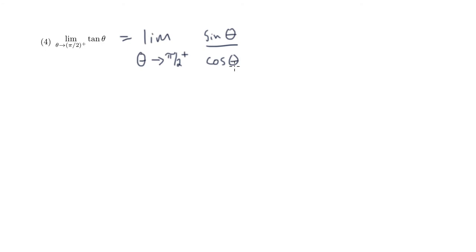Now let's use the limit laws. At least for the numerator, I can just evaluate sine at pi over 2, because sine is continuous, theta is approaching pi over 2 from the right. This is really just going to go to 1. So this is equal to the limit, because this is going to 1, as theta approaches pi over 2 from the right, of 1 over cosine theta.